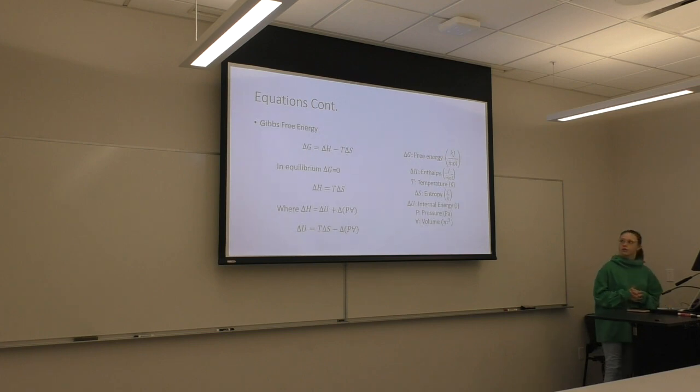And then you also have the Gibbs free energy equation, which is delta G equals delta H minus T times delta S, which when the Gibbs free energy is in equilibrium, you can set enthalpy as a function of entropy, which is just delta H equals T times delta S. And since enthalpy is a function of internal energy, you can also state that delta U equals T times delta S minus delta P times V.